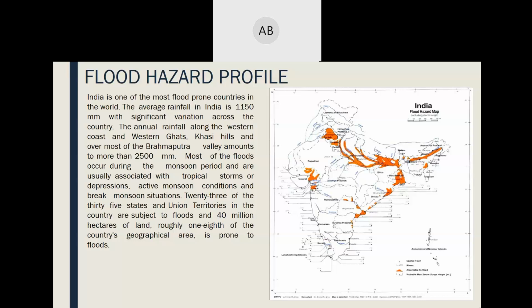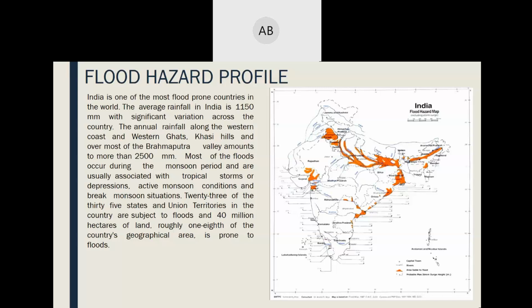And this has been contributed because we have so many mountain ranges here. So most of the floods occurring in the monsoon periods are usually associated with the tropical storms or depressions, and then active monsoon conditions and break monsoon conditions. 23% or 25% of the states and union territories of the country are subject to floods. So you see that these are floods of rivers, arising from the rivers, as well as due to the floods of the tropical or subtropical depressions.